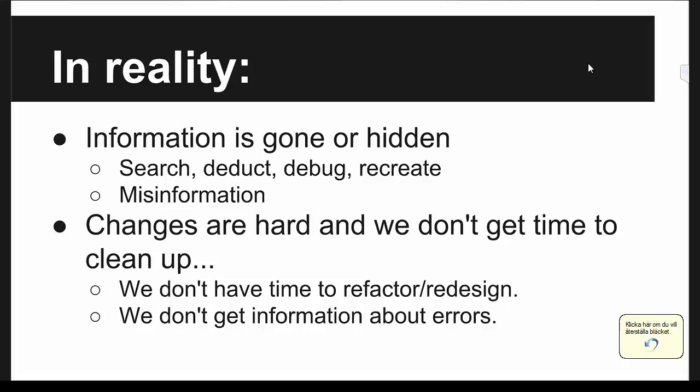So in reality, information is gone or hidden. So I try to solve a problem. I don't focus on communicating. So the future programmer that I've said a couple of times needs to search, needs to deduce, needs to debug, needs to recreate this information in order to solve their problem, in order to understand this code again, right? And the code probably contains a lot of misinformation, since it's changed a lot of times.